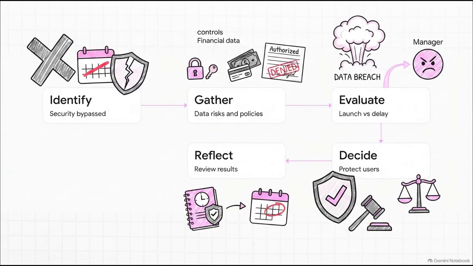Let's run that through our 5 steps. 1. Identify. We have a major clash here, bypassing security for a business deadline. 2. Gather. What are the facts? Controls are incomplete, financial data is highly vulnerable, and there's no proper authorization. 3. Evaluate. If we launch, we risk a massive data breach. If we delay, we face some really angry managers. 4. Decide. We have to prioritize user protection and our legal duties. Meeting a business deadline never justifies exposing users to unreasonable risks. And 5. Reflect. We review the fallout to make sure deadlines don't compromise security in the future.